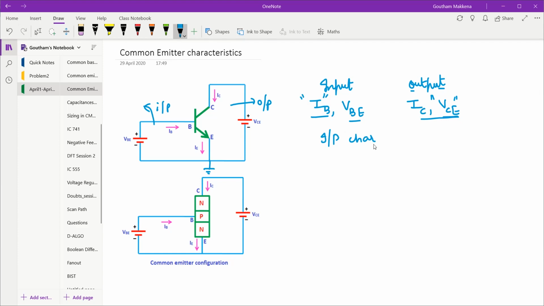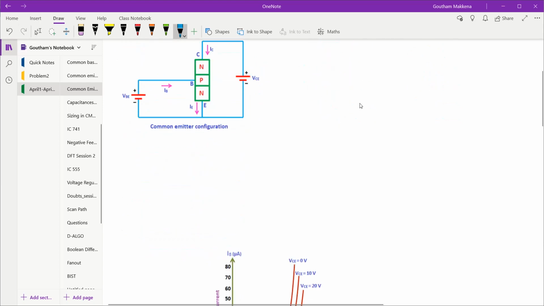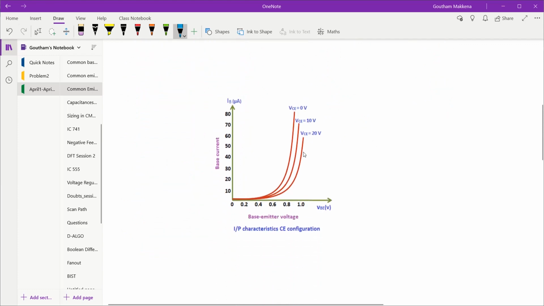Right, so let us try to understand the input characteristics first. So this is your input characteristics. Like I mentioned, it is between IB and VBE for different values of VCE. This curve is for VCE equal to 0 volts, and these curves are for VCE equal to 10 volts and 20 volts.